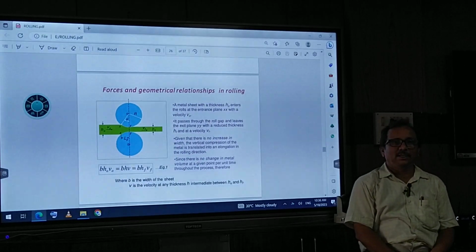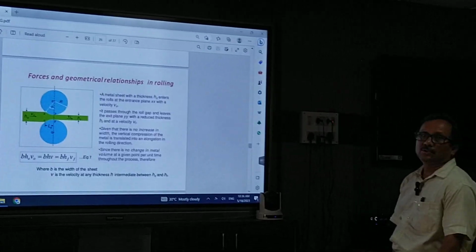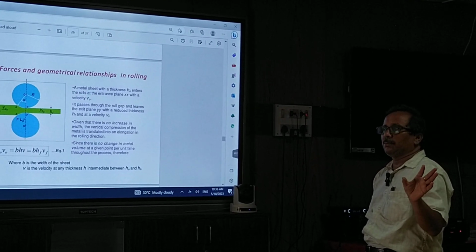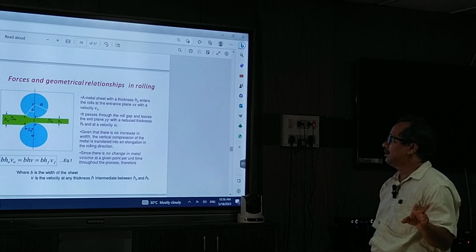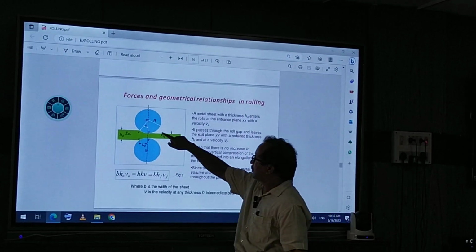Important factors are force and the geometrical relationship in rolling. Students, this is a very important point you should remember. What are the forces that play roles in rolling mills? So these are the two rollers.